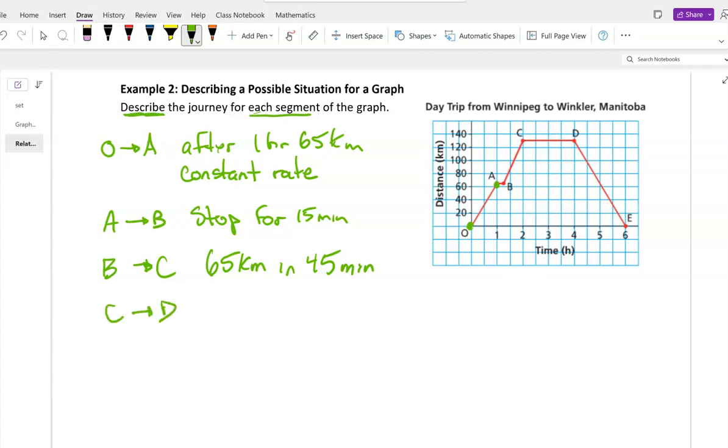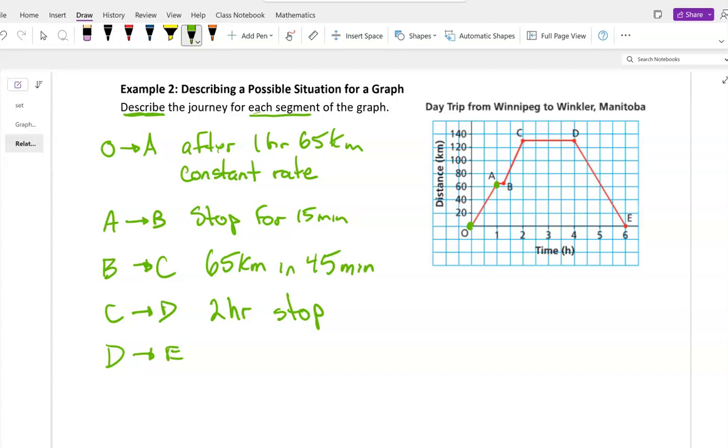Okay, what's happening from C to D? Well, from 2 hours to 4 hours, I'm not traveling any distance. So what does that indicate? A 2 hour stop. Maybe they were visiting, maybe they stopped to eat. Who knows? Okay, then D to E.